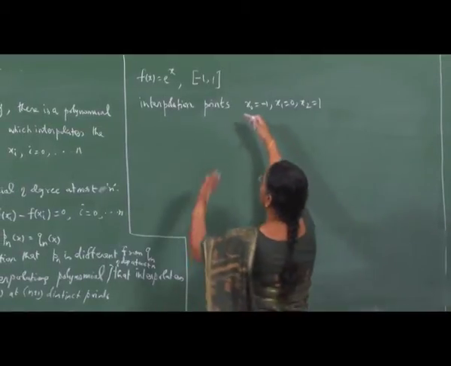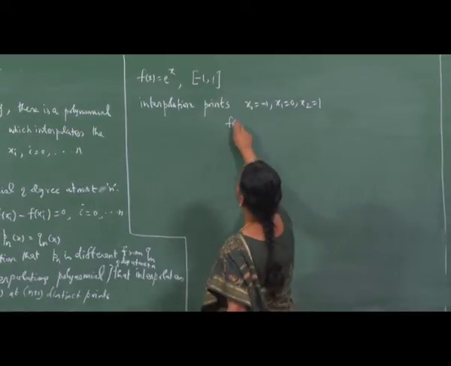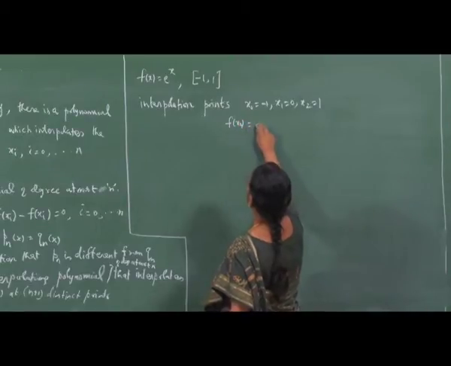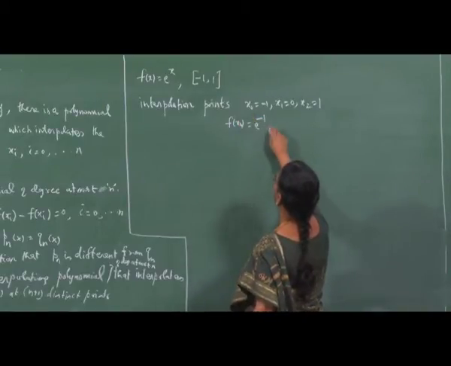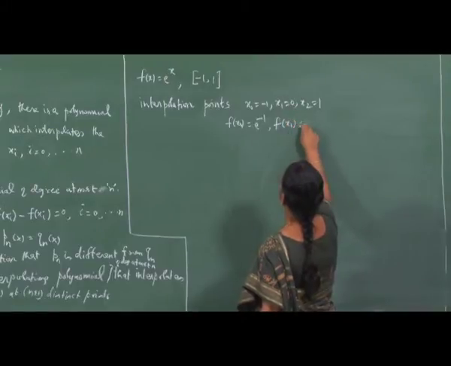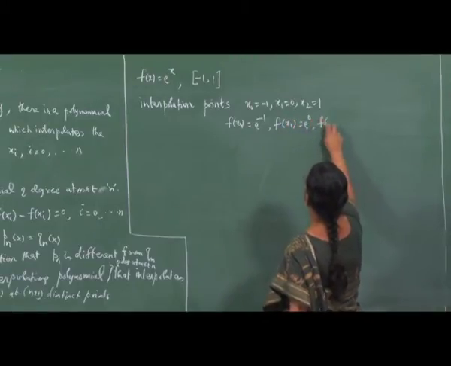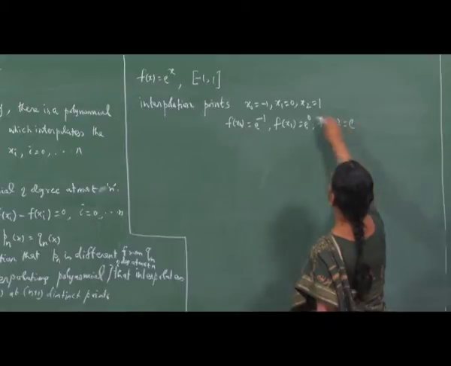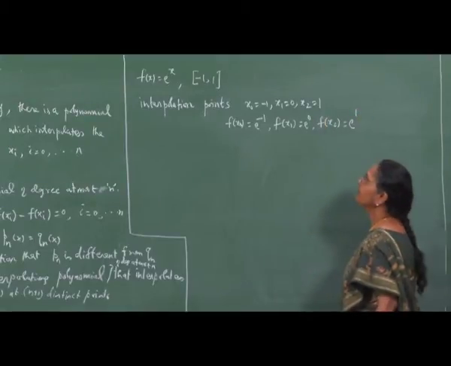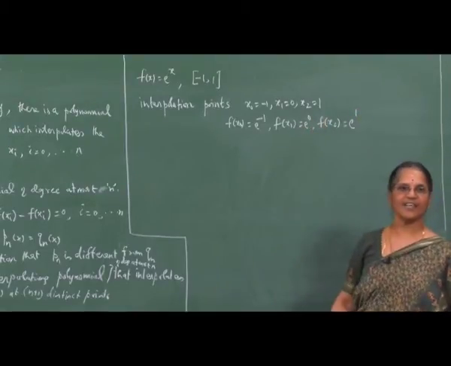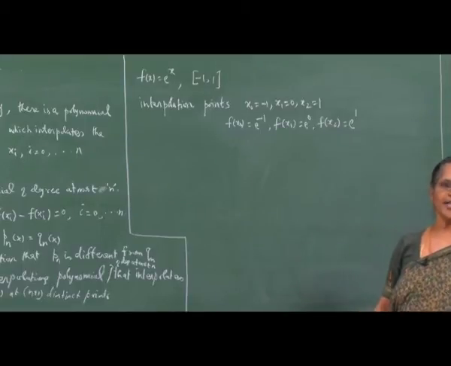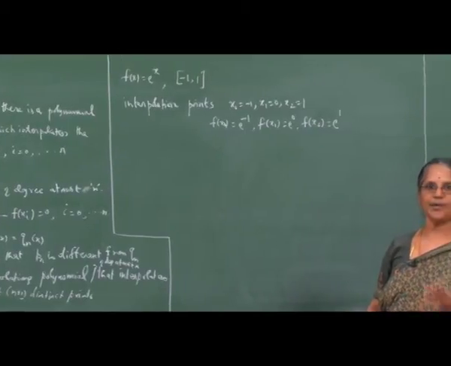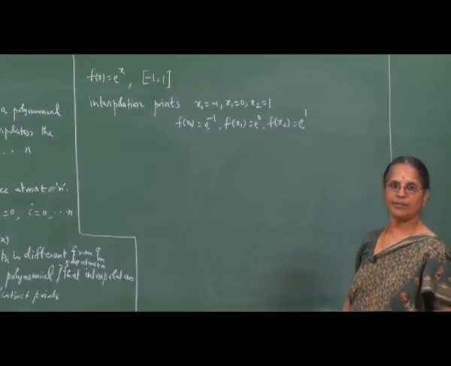Then what are the corresponding values of this function f of x naught? It is e to the power of x naught. F of x1 is e to the power of x1 and f of x2 is e to the power of x2. So, I have information at a set of 3 distinct points x naught, x1, x2 and the corresponding function values are available too.